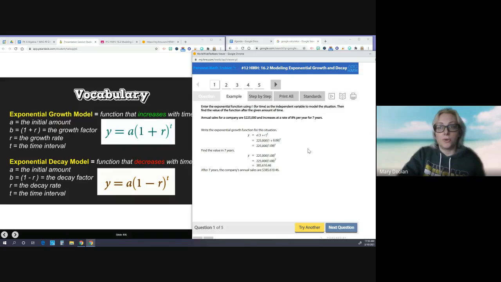Then the second part of the question is they want to know the value in 7 years. So you would then use that formula, replace t with 7, and evaluate it to get your number here. You have to make sure you round correctly to the nearest cent because we're dealing with money. So if you accidentally round the wrong way and you put 45, it's wrong. Okay, you're off by 1 cent. It doesn't care, you're wrong. So you just have to be really careful and pay attention to precision with HMH.